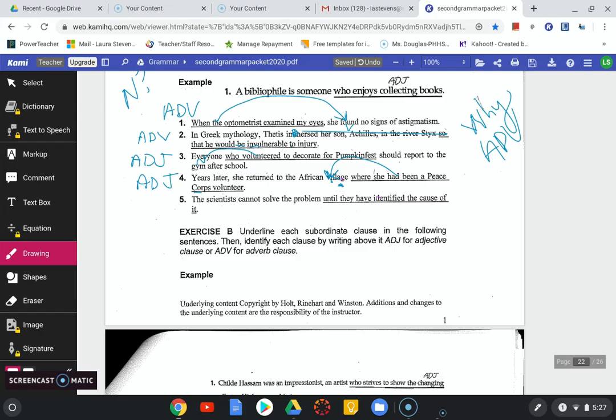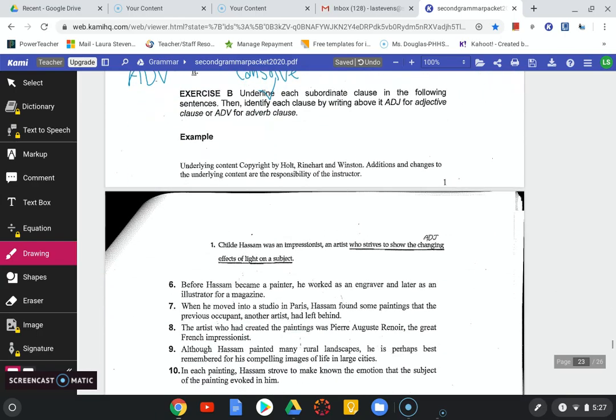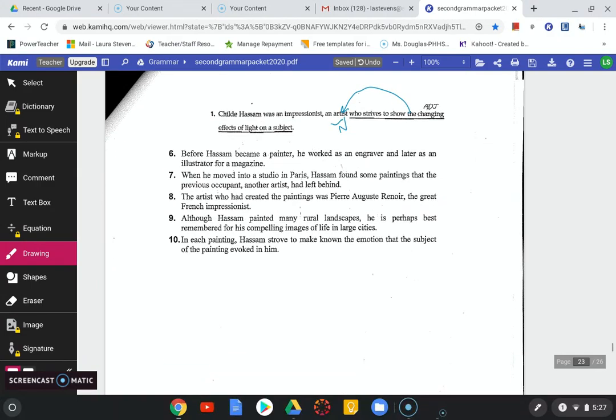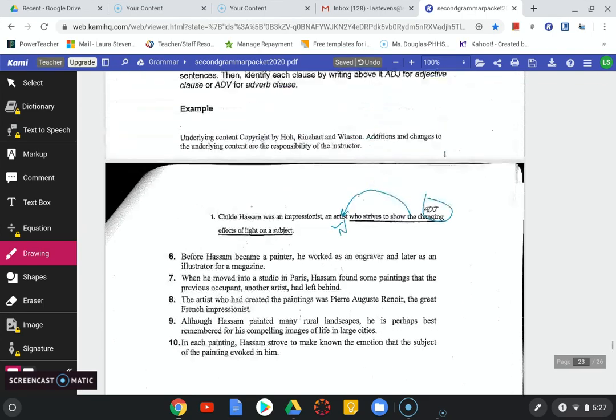The scientist, until they discover the cause of it, I can move that too. So what do they have to do? They can solve is a verb. Because not is not a verb. This is an adverb clause. Yeah, tricky. Yeah, like who strives? The artist. That one's an adjective. That seems random right there.